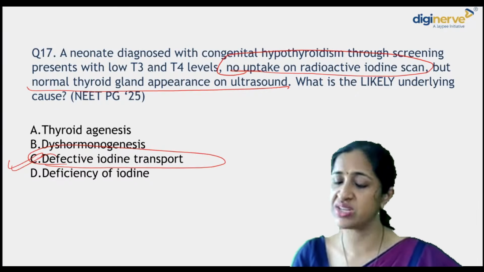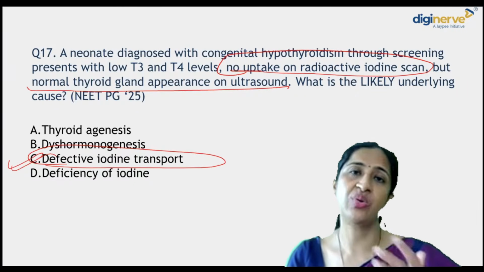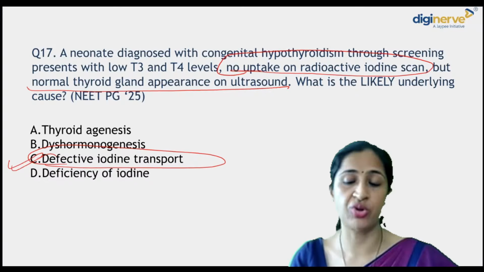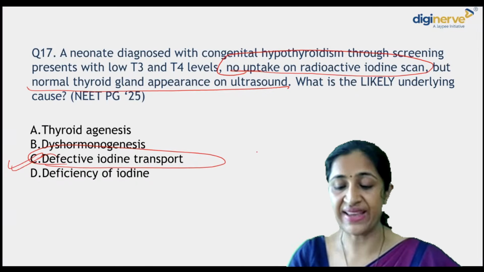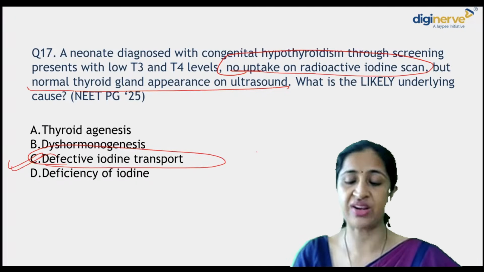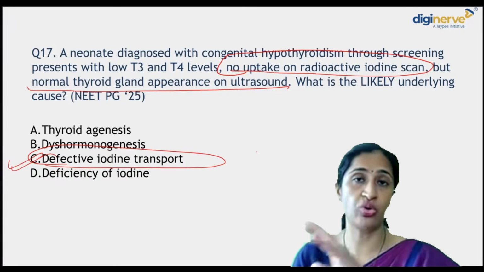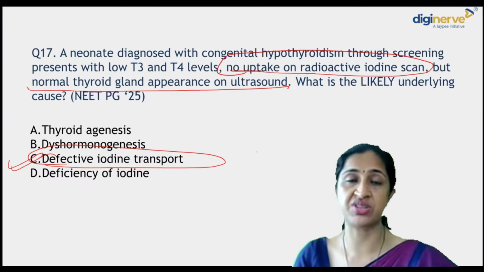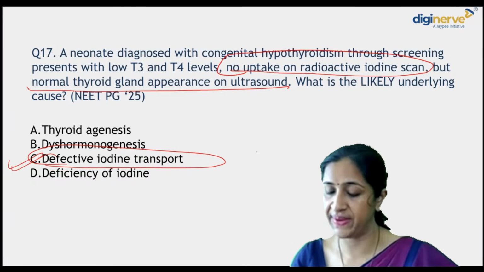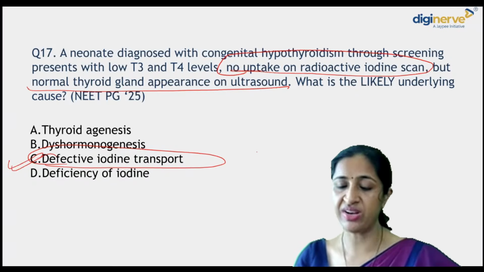In dyshormonogenesis, you will have uptake. However, the hormone synthesized will be abnormal. So that is different. Thyroid agenesis, you will not have gland at all in ultrasound. Deficiency of iodine, you will have a totally different cretinous presentation, not in neonate. Okay. So it is defective iodine transport.